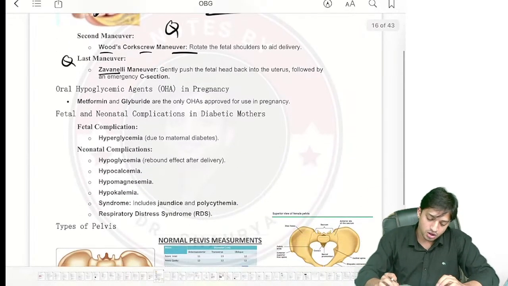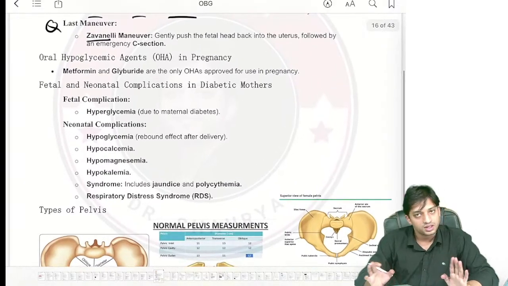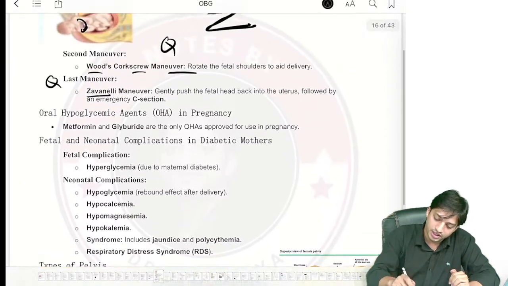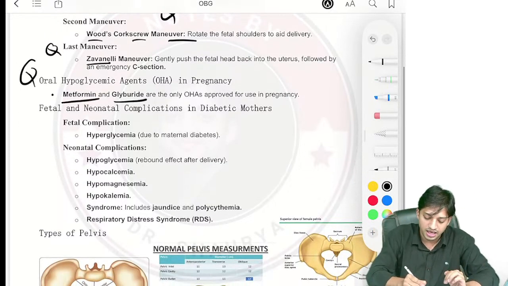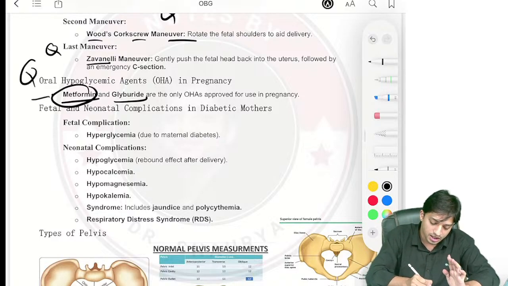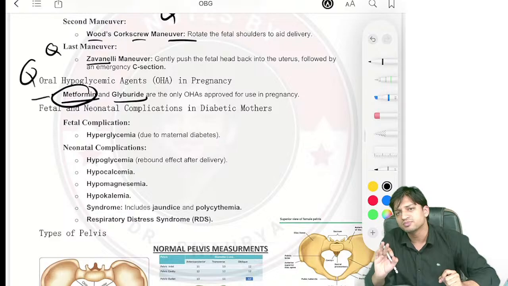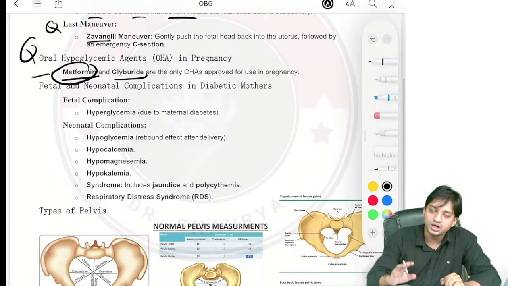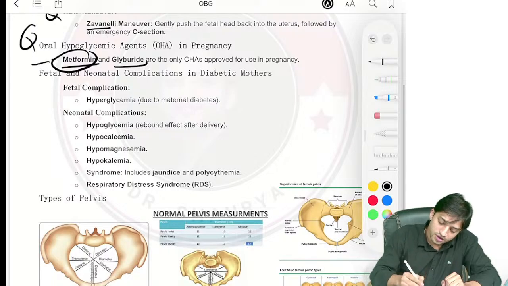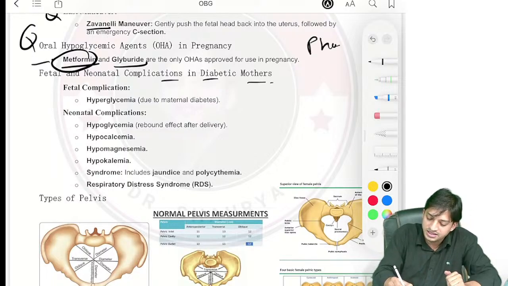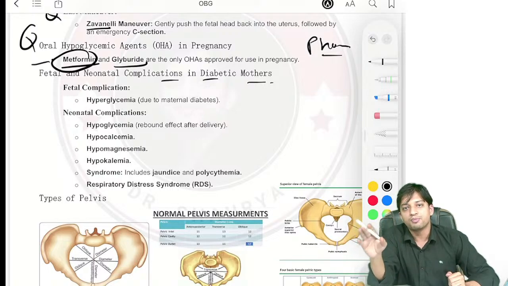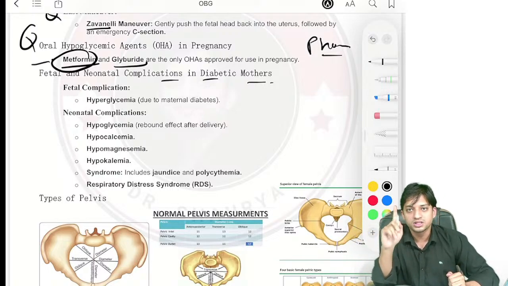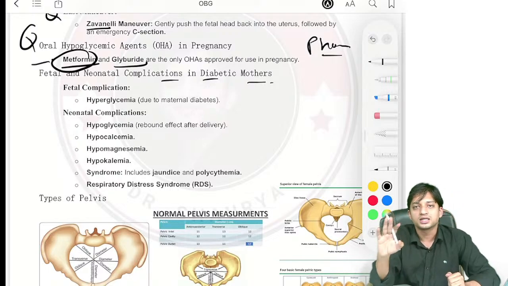Okay, now let's come to oral hypoglycemic agents given in pregnancy. We have discussed one more important question. The drug of choice generally will remain insulin itself, but the oral hypoglycemic agents are metformin and glyburide. Most important is metformin. If they ask you, they generally ask metformin only. They are the only OHAs approved in pregnancy. From the pharma side they can ask you like this, which oral hypoglycemic agents are approved in pregnancy. Metformin is the first preferred, asked question, asked answer, finished.